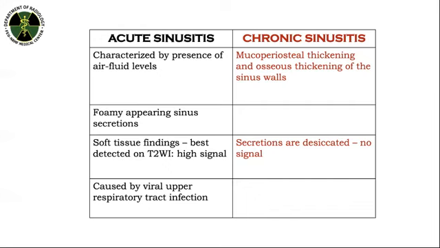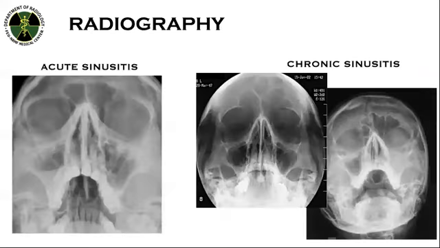And your acute sinusitis is caused by viral upper respiratory tract infection. While in chronic sinusitis, the secretions are desiccated, so there's no signal in your MRI study.